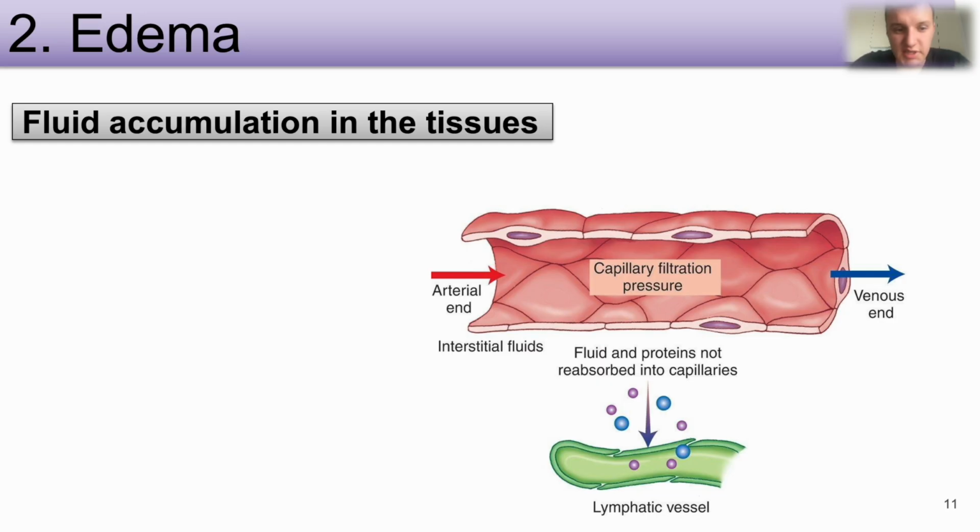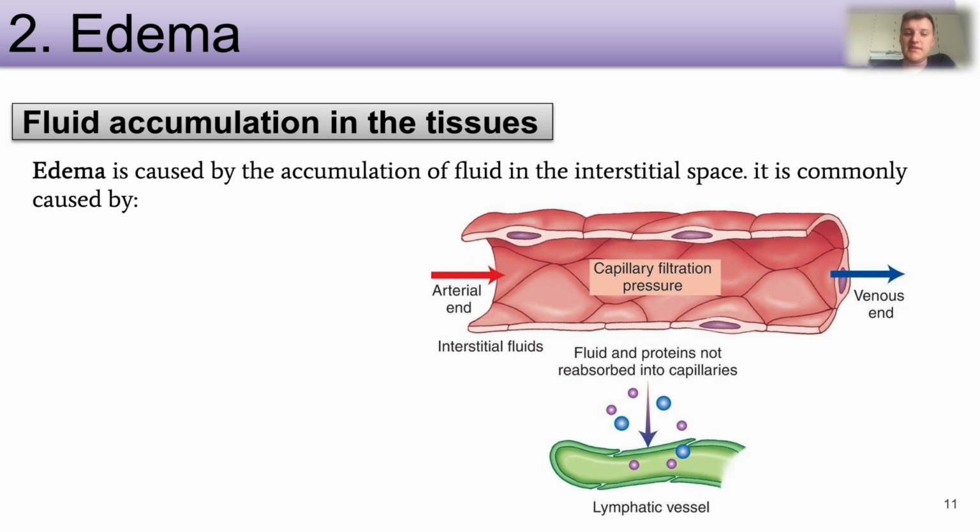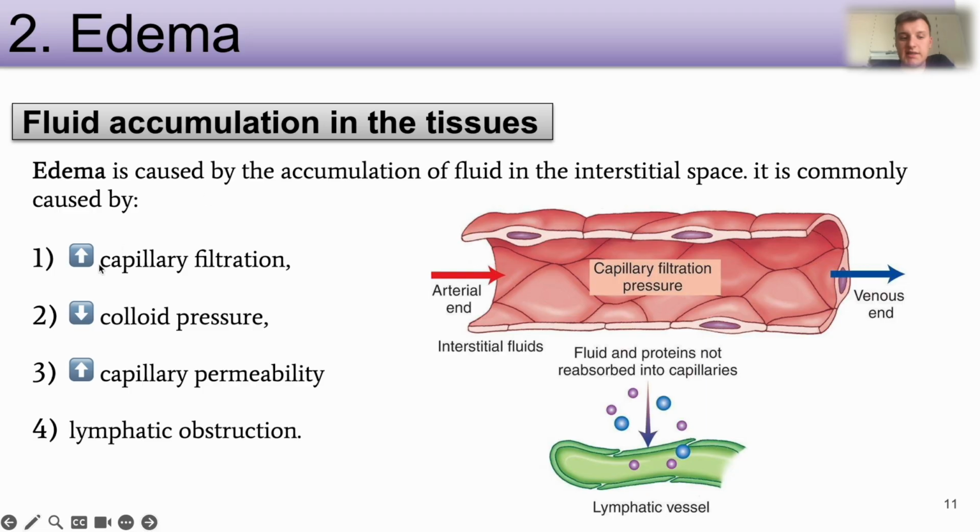Now, edema. Let's take a little pause from hypernatremia and stuff. I want us to understand what edema is. Edema is fluid accumulation in the tissues. So it's caused by fluid accumulation in the interstitial space, right? So we're going to see over here in this interstitial space, when blood gets filtered through the capillaries, we get edema. And there's a few ways you could get edema.